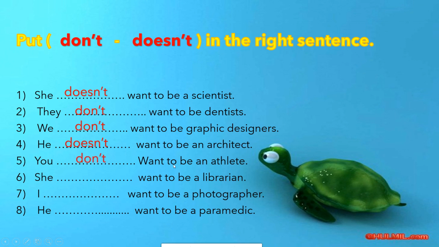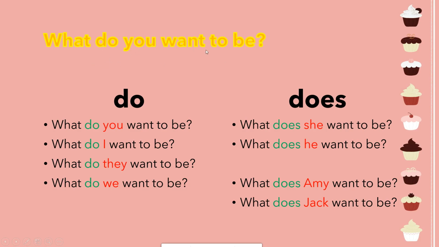You don't want to be an athlete. Number six, she doesn't want to be a librarian. Number seven, I don't want to be a photographer. And then the last one, he doesn't want to be a paramedic. Now, what do you want to be?